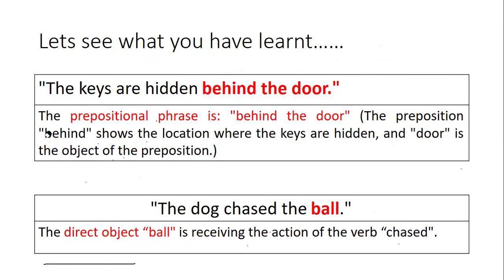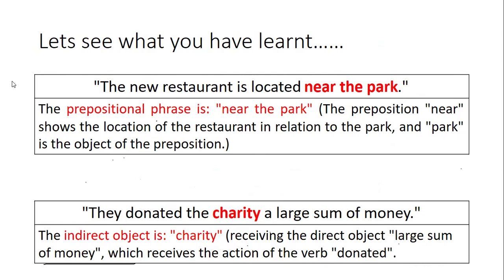The dog chased the ball. Who's the main character? The dog is the main character that we are talking about. It is our subject. What action is the dog performing? Chasing. It chased, past tense. It finished the action of chasing. Chased is the verb. And what did it chase? It chased the ball. Direct object. So, very quickly, moving ahead.